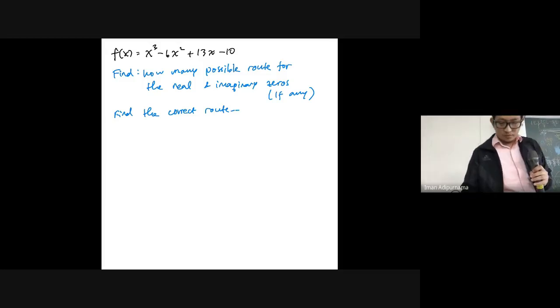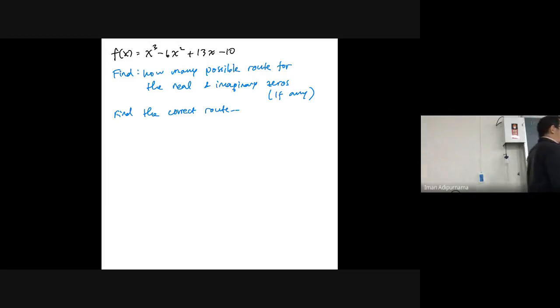Okay, can you try this one? So first, finding the possible roots, meaning you need to find all the possibilities using the Descartes rule. And then second, find the correct one. So you need to test which one is the correct one.